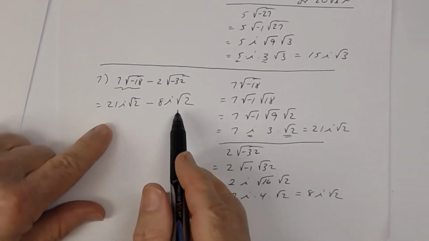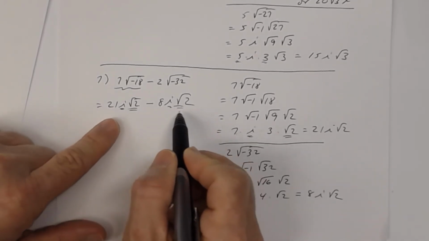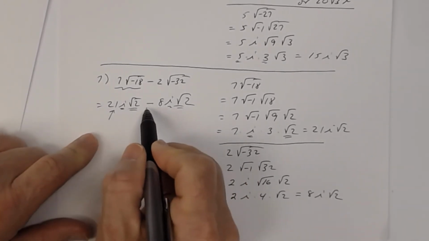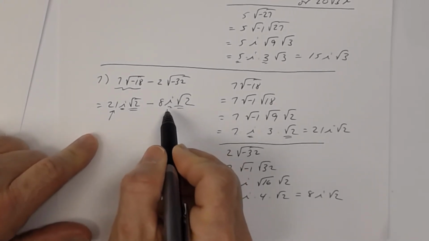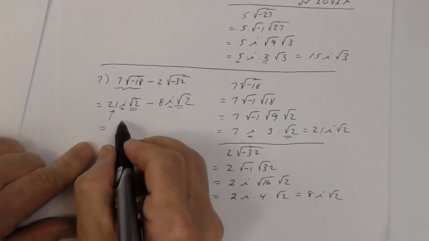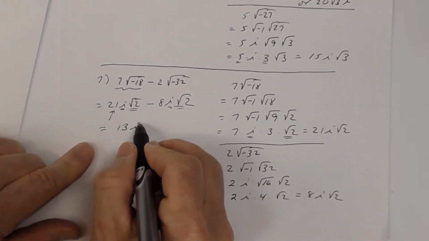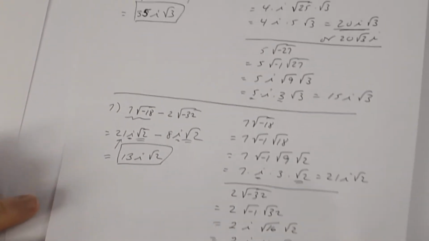And now notice those are like terms because you have i in both terms and you have a square root of 2 in both terms. So altogether you have 21 of these and you're subtracting 8 of these. And so altogether you're going to have 13i square root of 2's. All right, so that's number 7.